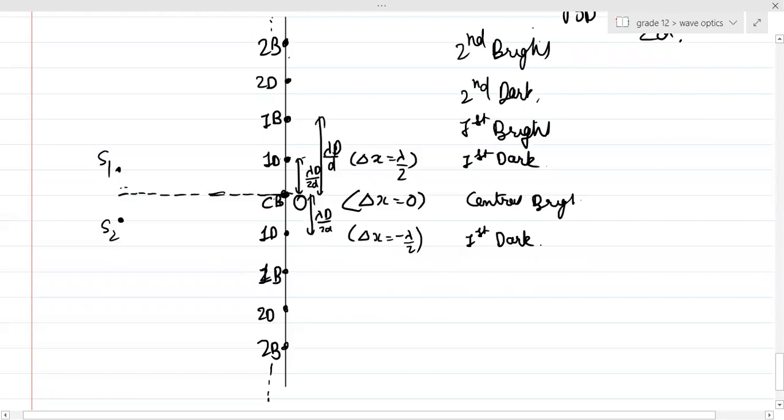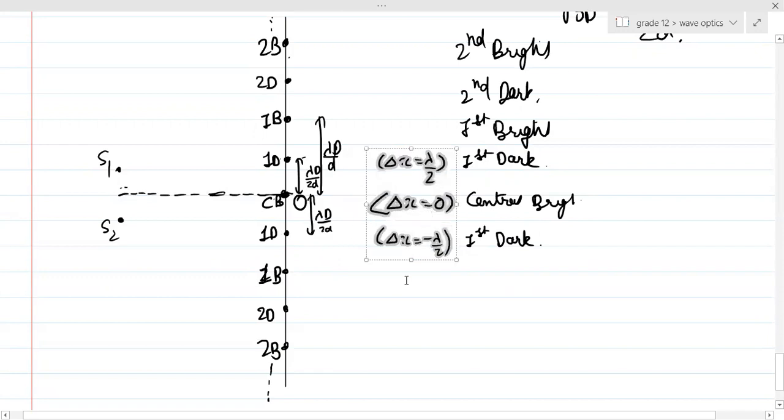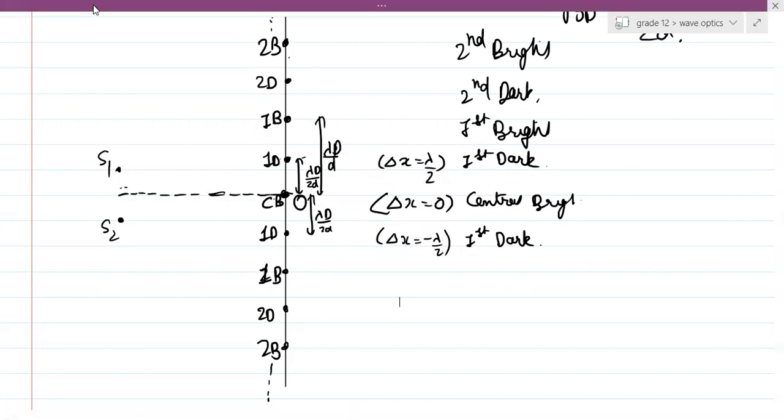Please write their respective path differences as well. Make the complete pattern. No, it's very necessary. Make it.